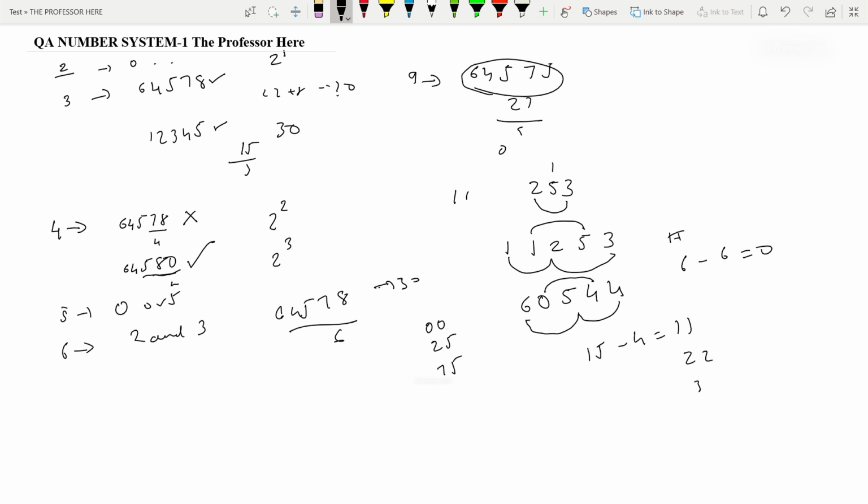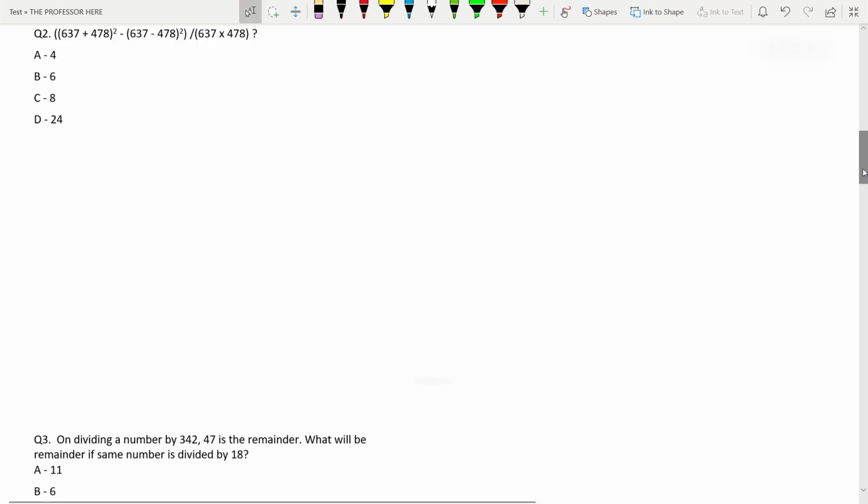Some of them, especially the basic ones like 3, 6 or 9 or 11 will be very useful when you do complex problems. It will help you save a lot of time. Go through this again if you didn't understand it properly. Now we move on to the next question, question number 2.